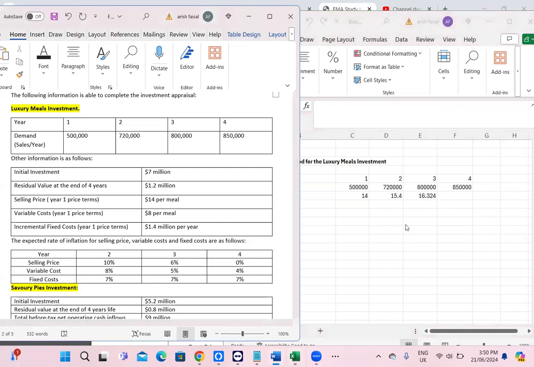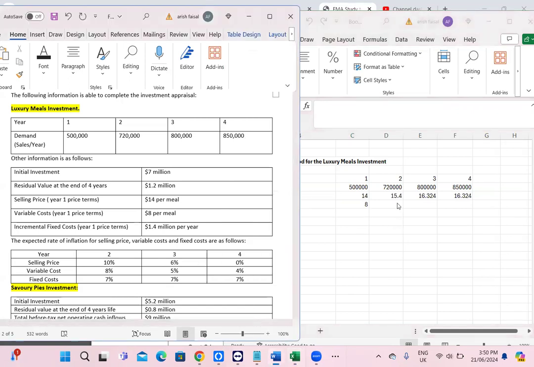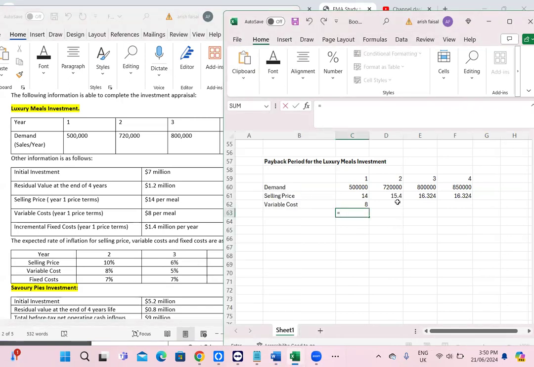And fourth year we don't have any inflation, so we'll keep the price constant at 16.324. As far as the variable cost is concerned, it's 8 per meal in the first year. So we'll just have to take 8, and then it's inflating by 8 percentage in the second year. So this will be 8 inflated by 8 percentage. So that's going to be 1.08. Okay. So that's 8.64.